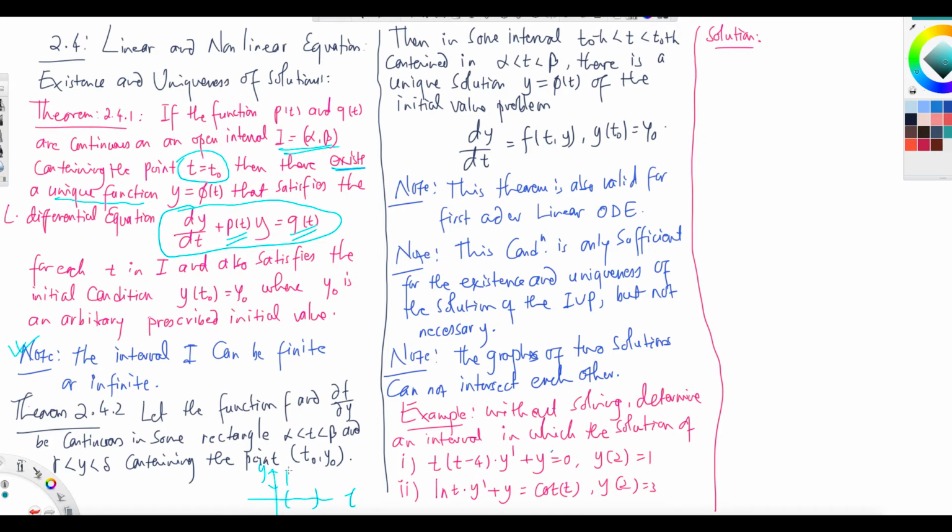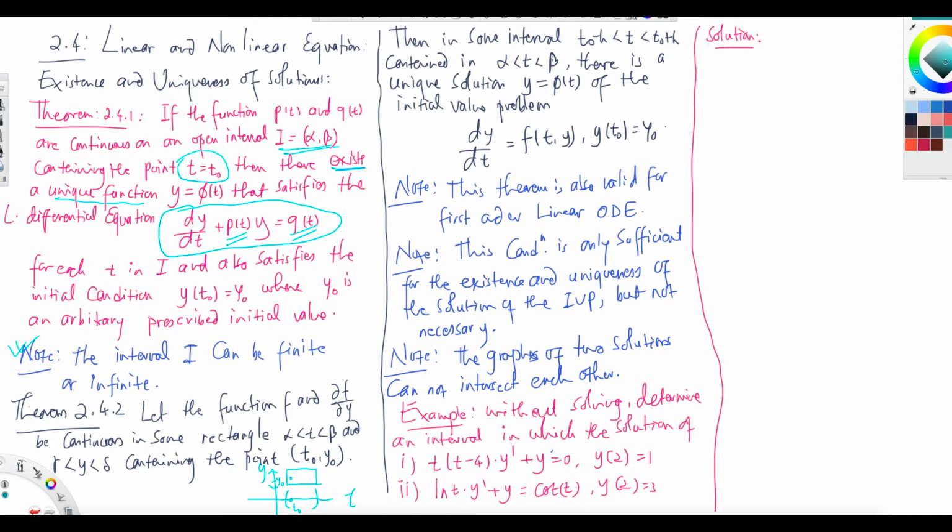So there is a rectangle there. Suppose t0 is somewhere here, so y0 will be somewhere here. That will be y0. So what it says is, let the function f and del f over del y, that is the partial of f with respect to y, be continuous in some rectangle alpha less than t less than beta, and gamma less than y less than delta, containing the point t0, y0. This point will be t0, y0, right?